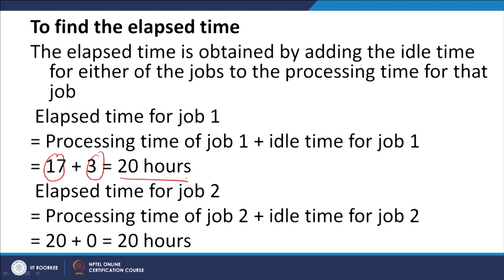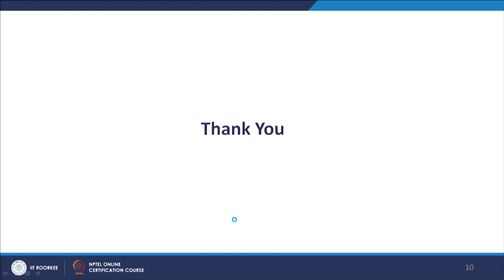Similarly, for job 2, the elapsed time is the processing time of job 2 plus the idle time of job 2. The processing time of job 2 is 20, but there is no idle time for job 2. So, the total time is 20. With that, we come to an end of this case of the sequencing and scheduling. Thank you.